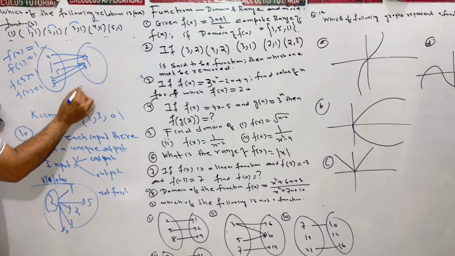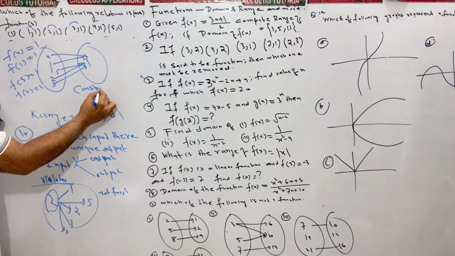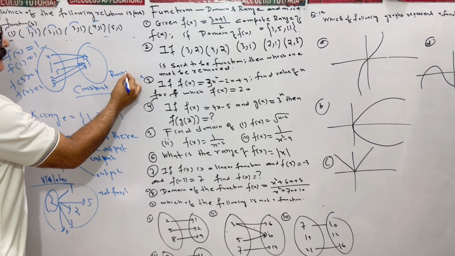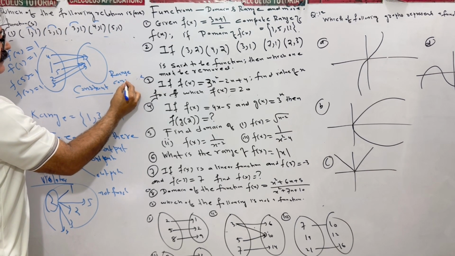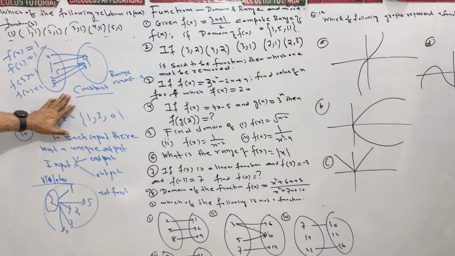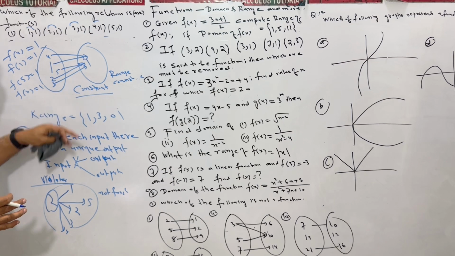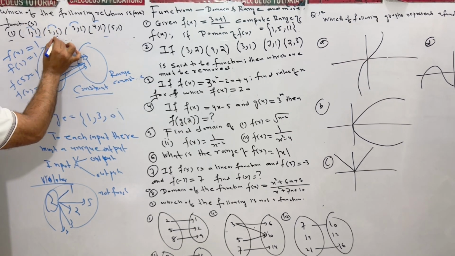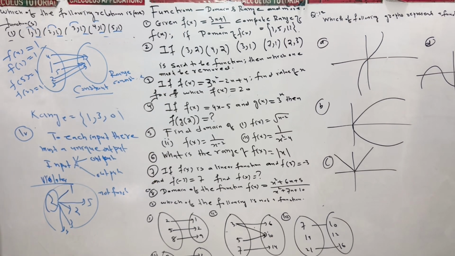It is also a function. Such a type of function is known as a constant function, where the range consists of a single element. It's a function, but it's a constant function, because its range consists of a singleton element. Look at this, the range comprises only one element. It's a function.